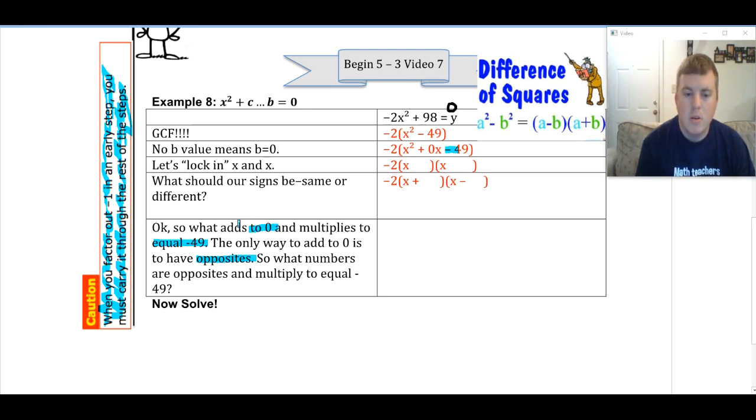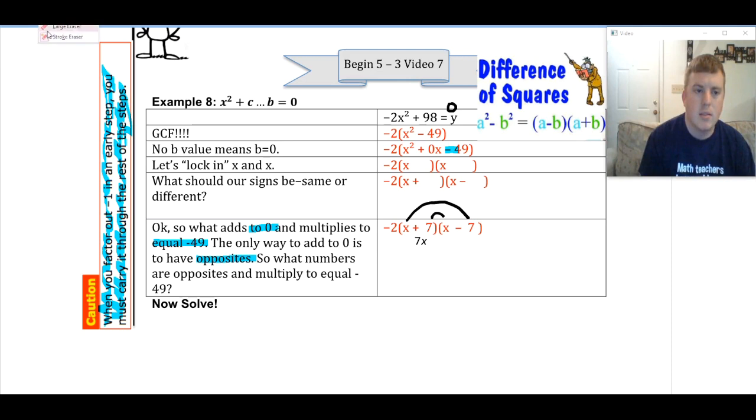So we want to know what numbers are opposite, that means they're the same number with opposite signs, and multiply together to equal 49. Now if you remember, 49 is a perfect square, and the square root of 49 is 7. So we're going to plug in a positive 7 and a negative 7 into this, and then we're going to multiply out to make sure that this works. So when we multiply the 7 times the x, that is going to give us 7x. And when we multiply the x times the negative 7, that is going to give us negative 7x. And when we add those together, that is going to give us 0x.